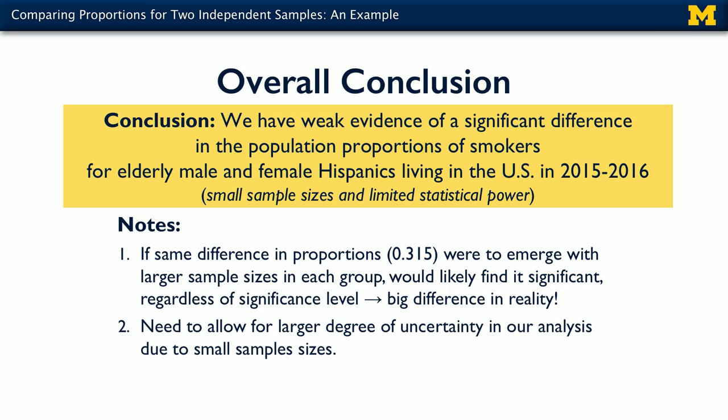With the small samples, though, we need to allow for a larger degree of uncertainty in our analysis due to these small samples. So we allow for more sampling variability given the small samples in each of these two groups. And that's what we did with these robust tests that we performed. So overall, weak evidence, but again, with larger samples, more than likely this difference would be significant.